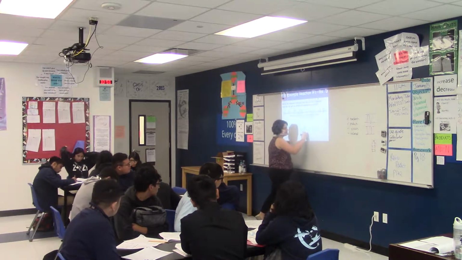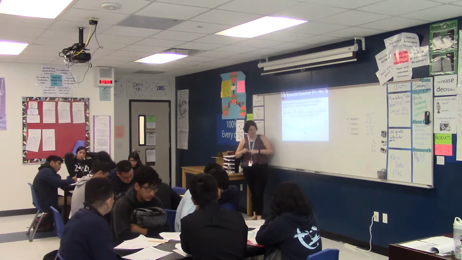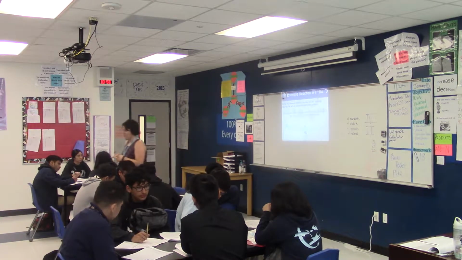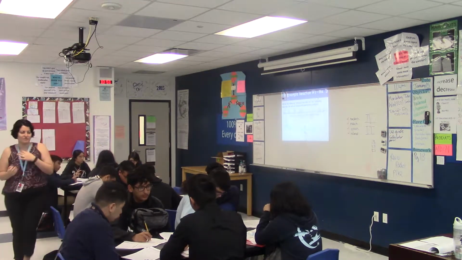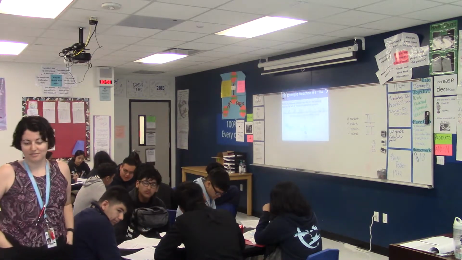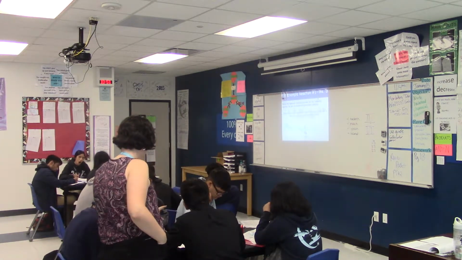With your neighbors, take a minute. Balance this up. The sum of the coefficients is 5. Take a minute, we'll call somebody to share out their balancing. The sum of the coefficients is 5. Okay, so listen up.